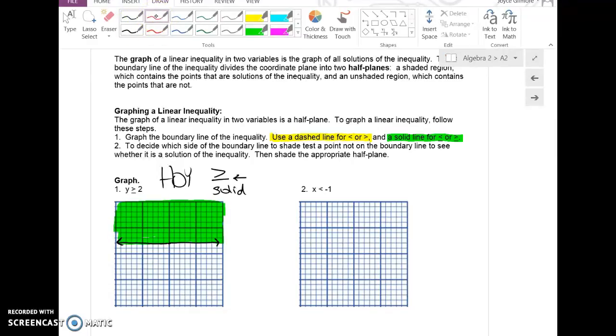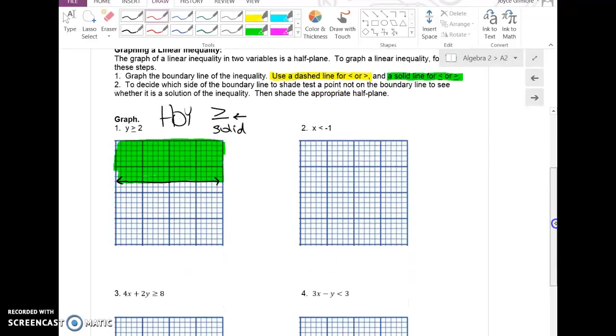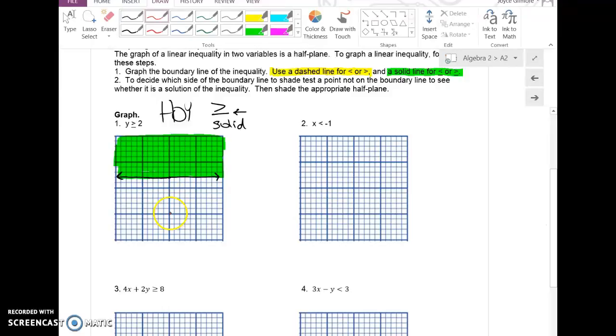Once you have it shaded, I have a couple questions for you. Is point A that I just drew in here a solution for this inequality? No, it is in the unshaded region. Is point B a solution? Yes, it is on a solid line, so it's included in the shaded region. It is a solution. And then how about point C? Most definitely it's in the shaded region.